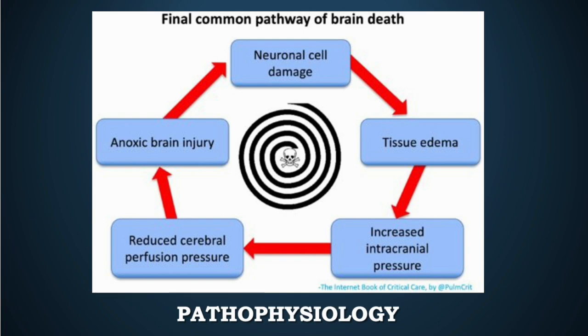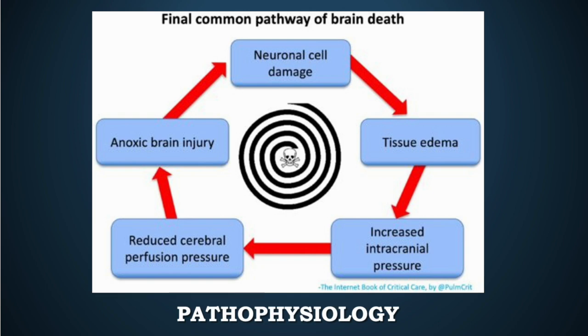This slide is just here to remind us about the pathophysiology of brain death. It doesn't really matter what the insult was. The final common pathway is this. So there's neuronal cell damage, either by a physical injury or an anoxic injury or cerebral edema or infection or anything that you can think of. But regardless of that initial insult, brain death will occur via a spiral of progressive intracranial hypertension, tissue damage, and edema. And this is a self-perpetuating cycle.